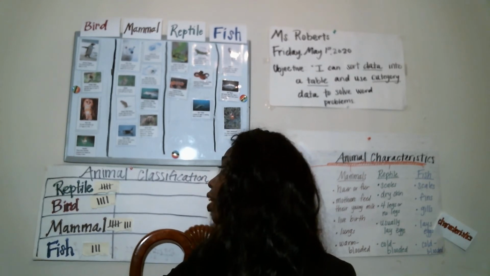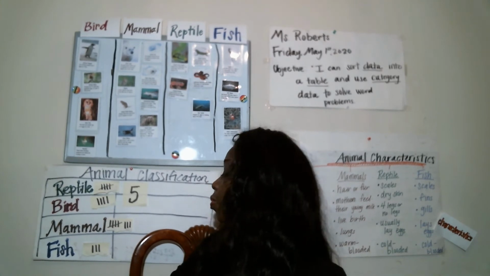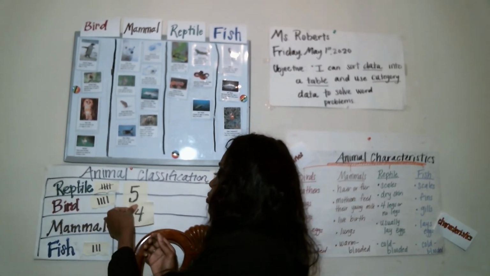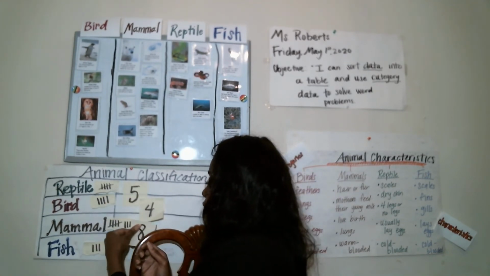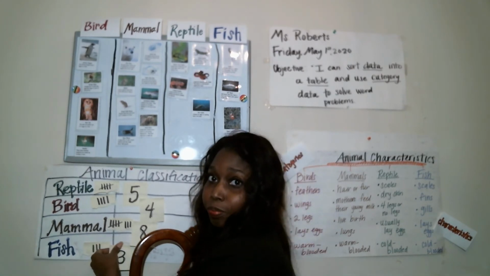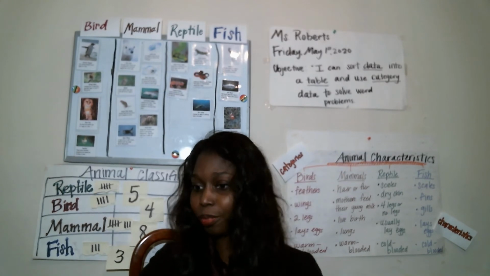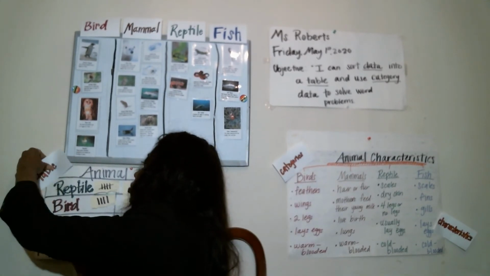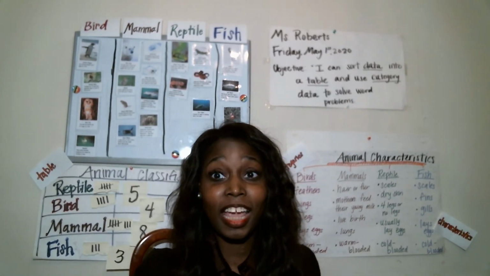That is correct. Reptiles 5, birds 4, mammals 8, and fish 3. Now that the data or information is organized into this table, it's easy to count and see how many are in each category, right?